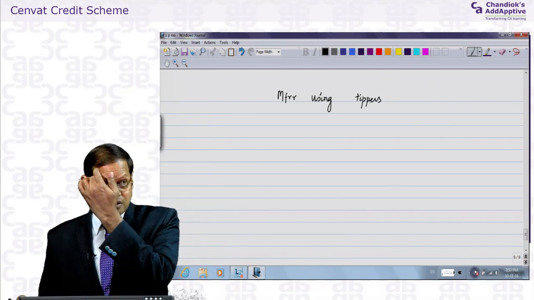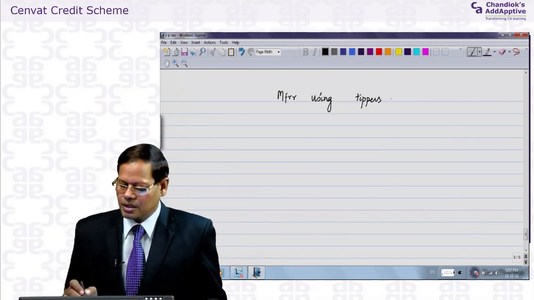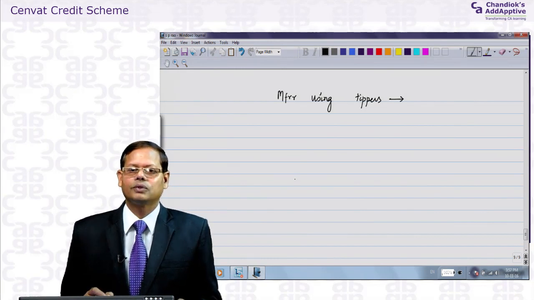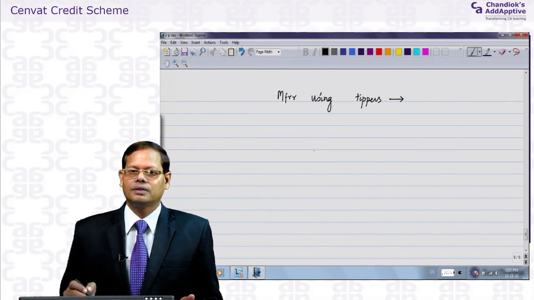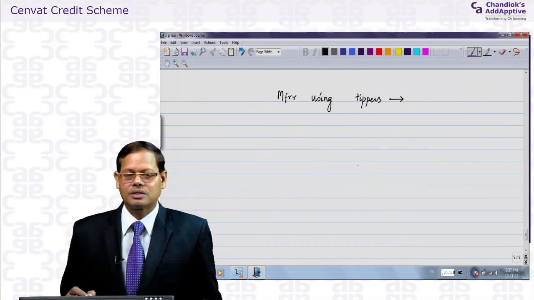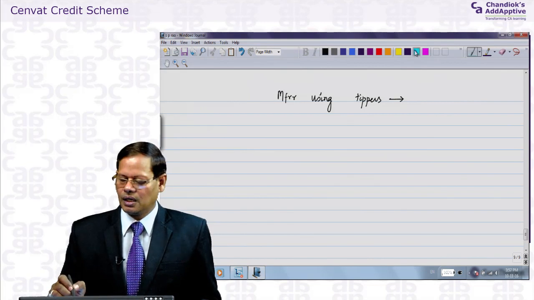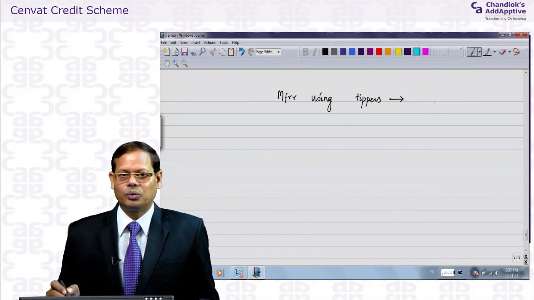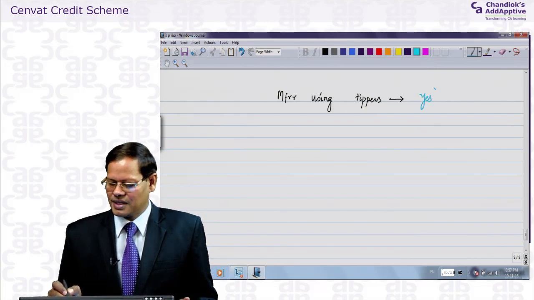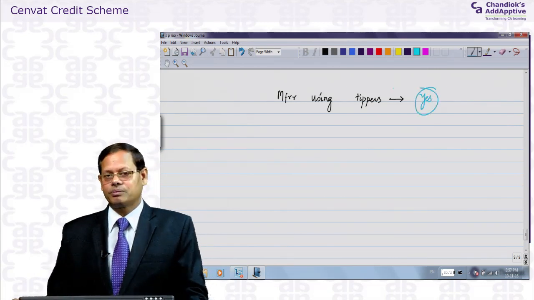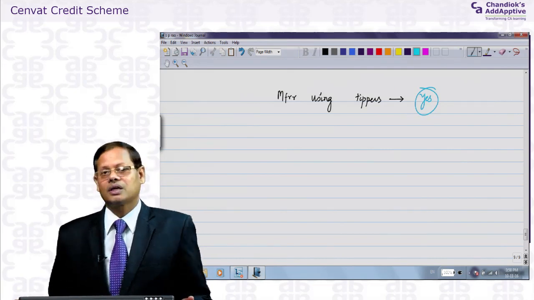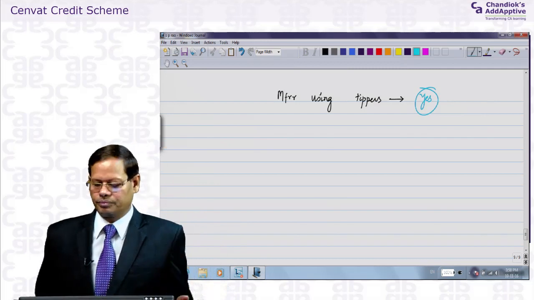Manufacturer is using tippers. Please remember this. Whether these are capital goods or not, yes or no? What is your answer? Say, falling under chapter 8704. Then tell me, what is your answer? Yes or no? I am not able to hear you. It is yes, because dumpers and tippers are capital goods, whoever uses it, because it is under part A. Part A is common to both.